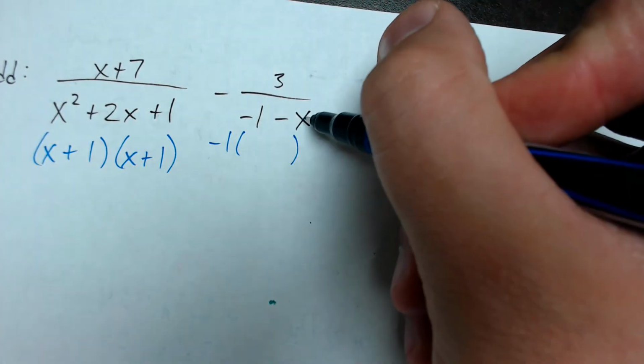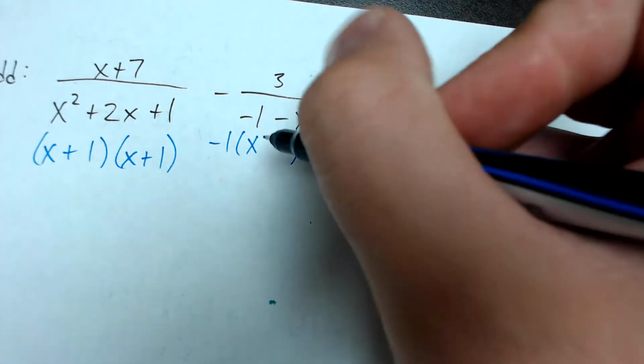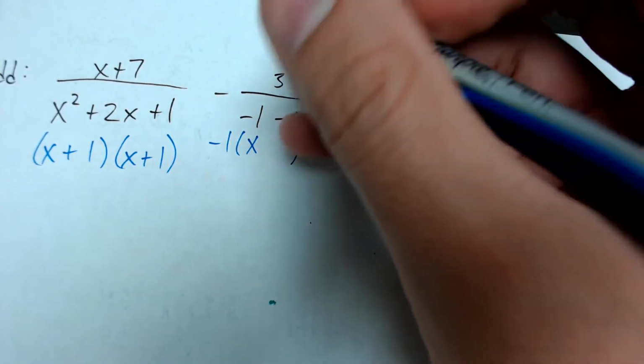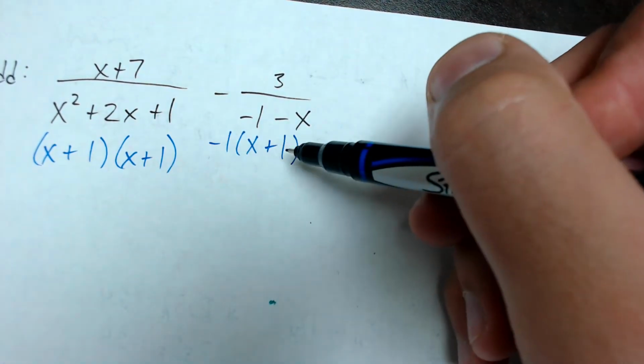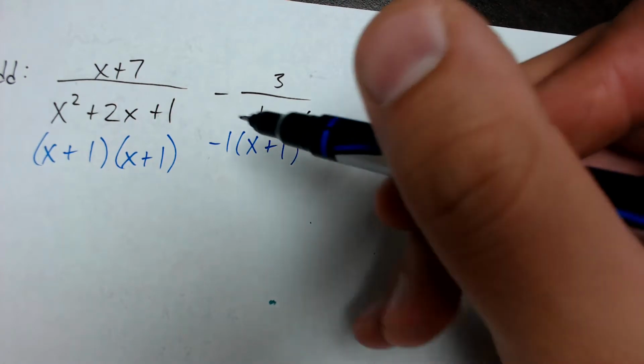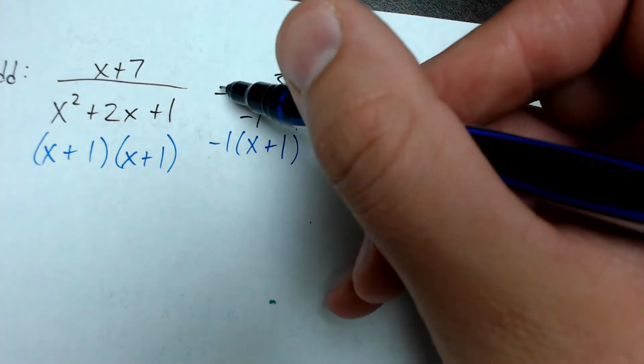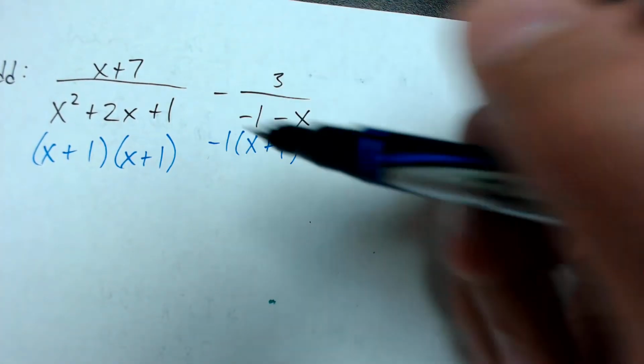If I divide -x by -1, I get positive x. If I divide -1 by -1, I get positive 1. So this becomes -1 times x plus 1. Now, you might be asking, what am I going to do with this -1? It's really simple. I'm going to combine it with the sign out in front and change the sign.